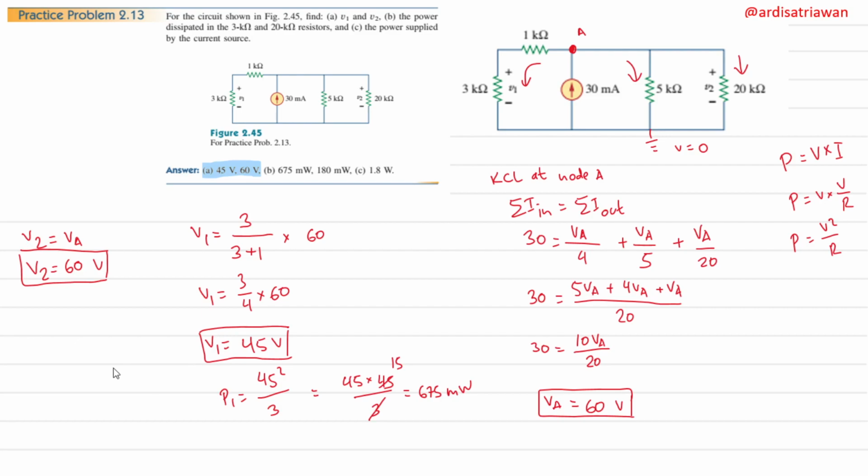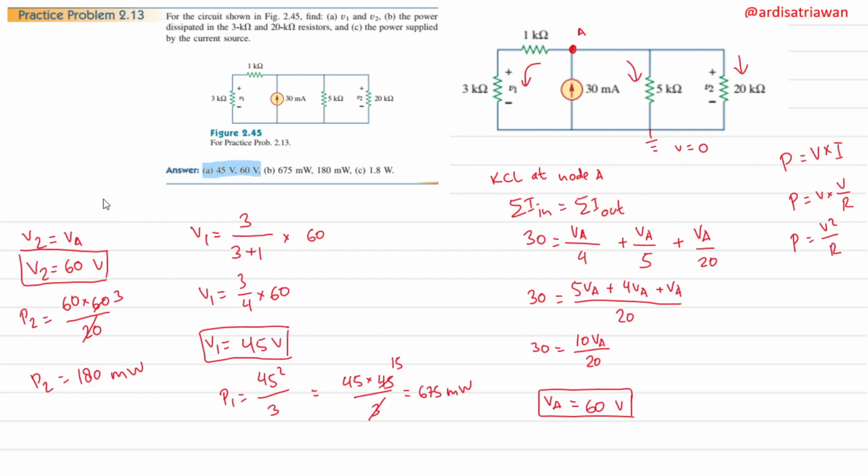And for the power here, it is also the same. So P2 is P squared, so 60 times 60 divided by 20. So we'll have this cancel, and then 60 multiplied by 3 is 180 watt. So this is for P.